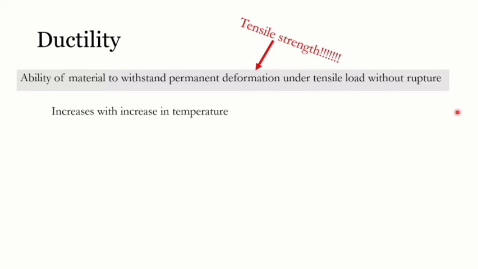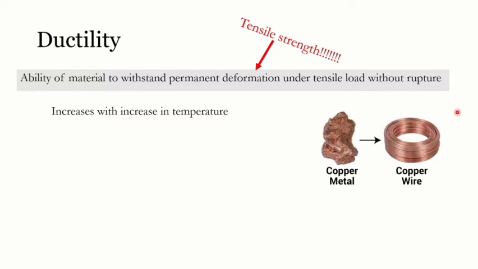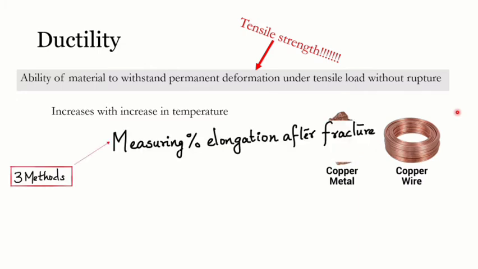Next is ductility. In simple terms, it is the ability of a material, or a metal, to be drawn into wire. That is, it should withstand permanent deformation without undergoing rupture. So this is dependent on the tensile strength. Now when a metal is ductile, the ability of a material to be ductile will increase as the temperature is increased.